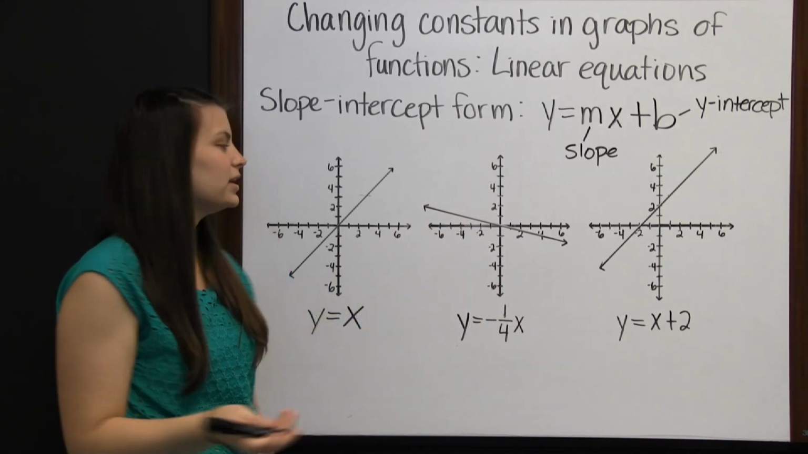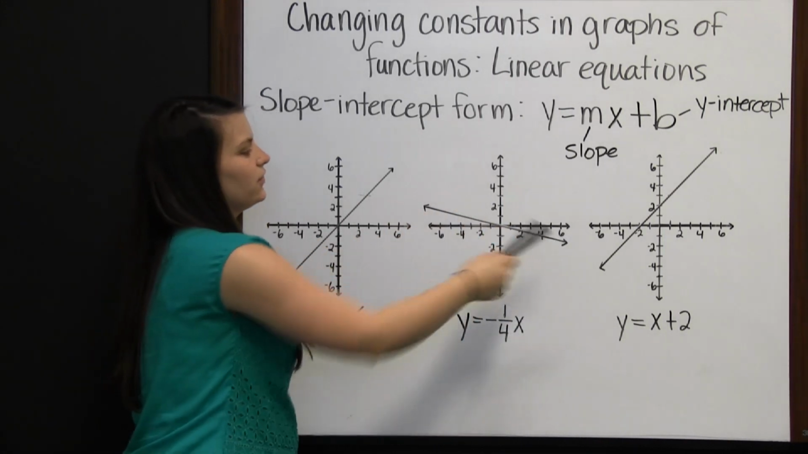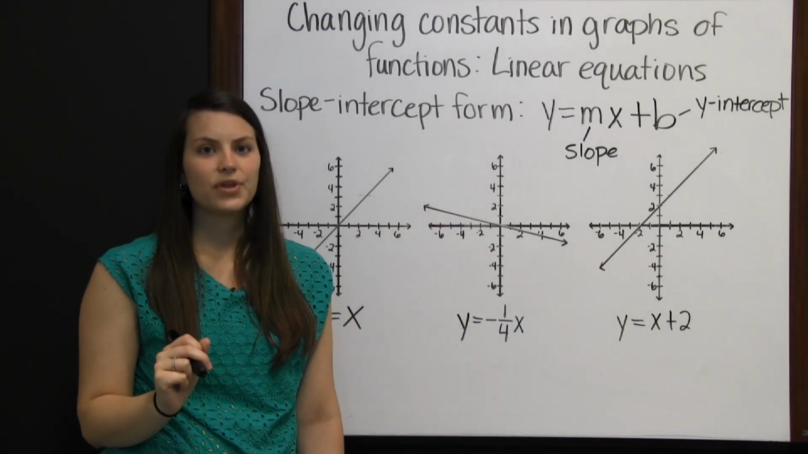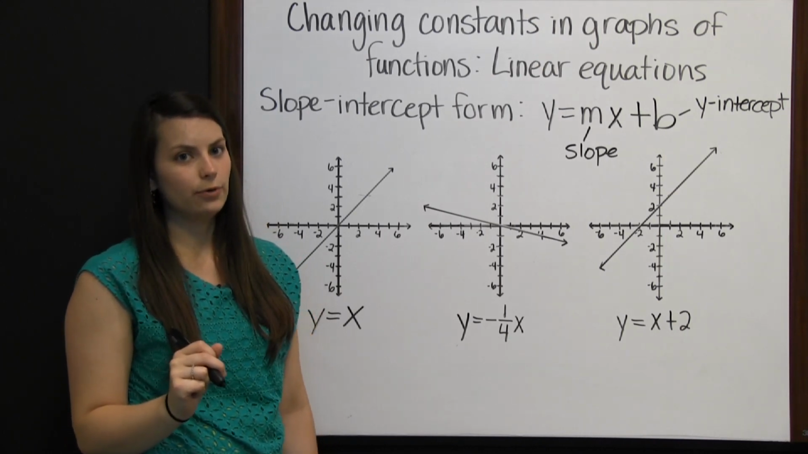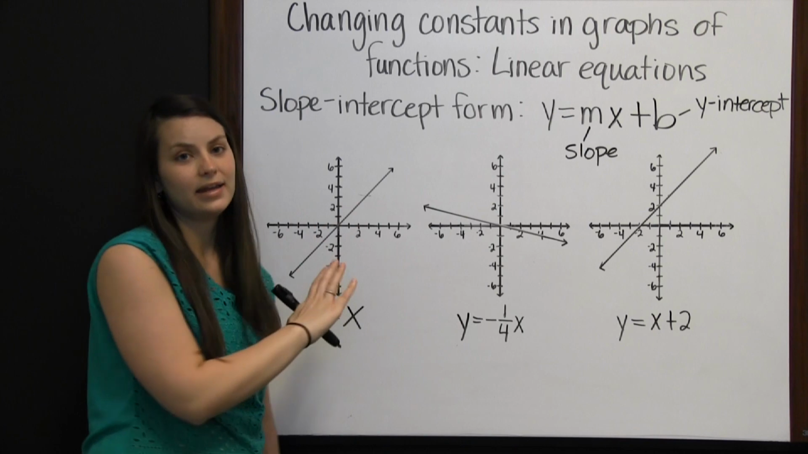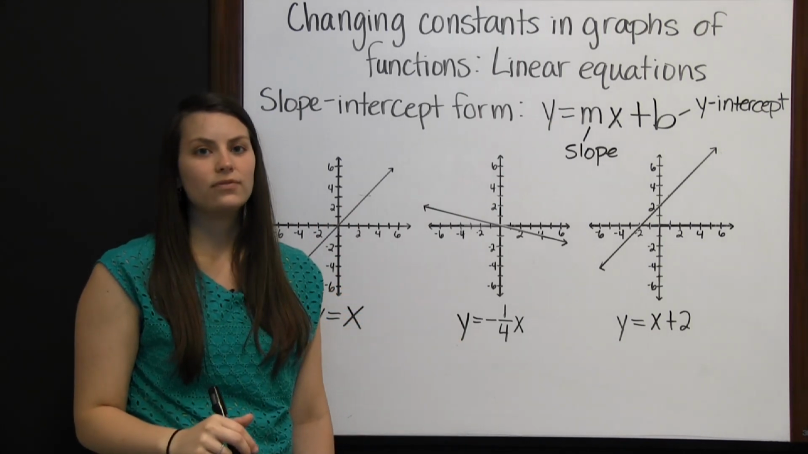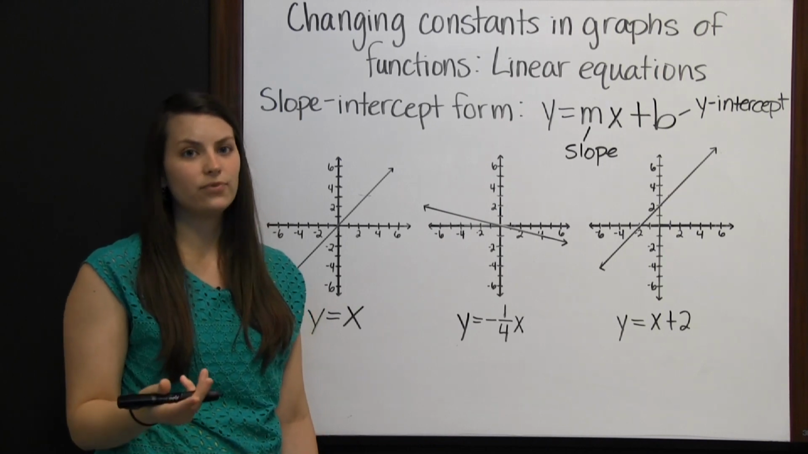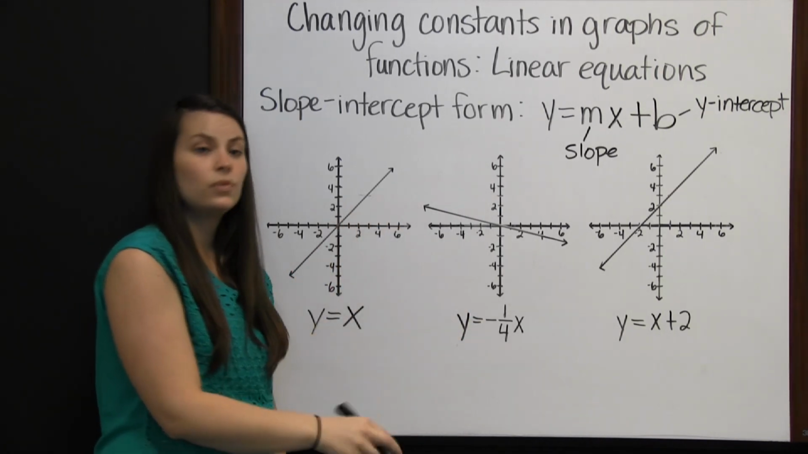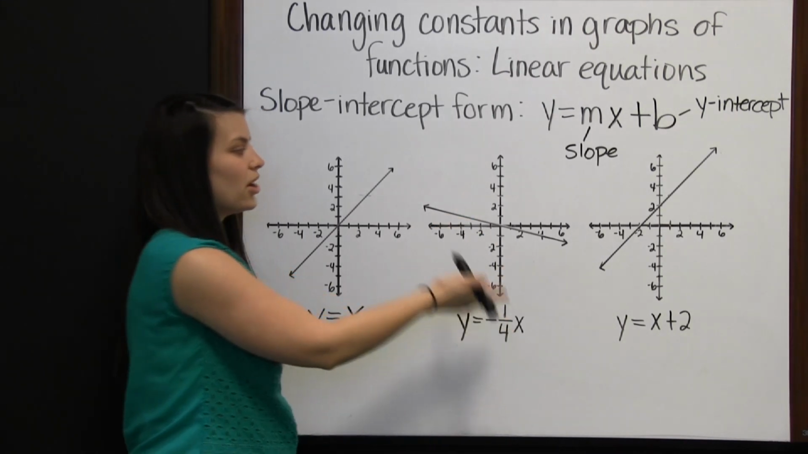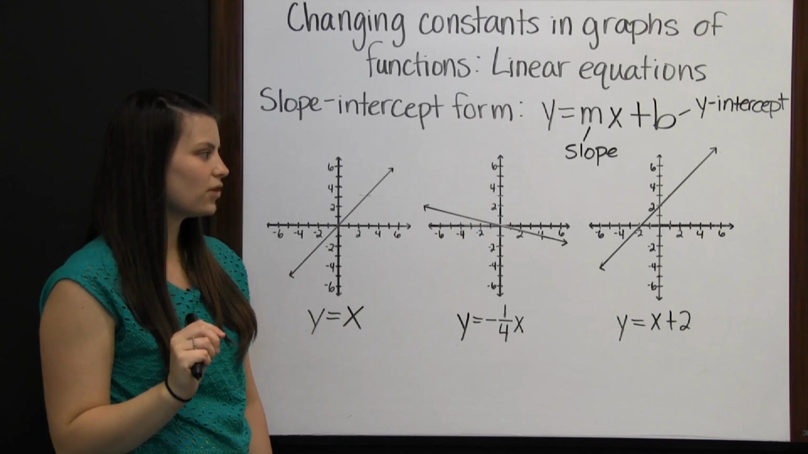You may also notice that this line is not as steep as the first and the last. The greater the absolute value of the slope, the steeper the line is. The absolute value of this slope, negative 1/4, would be positive 1/4, and a fourth is less than 1, which is why this line is not as steep as the lines in the first and the last graph.